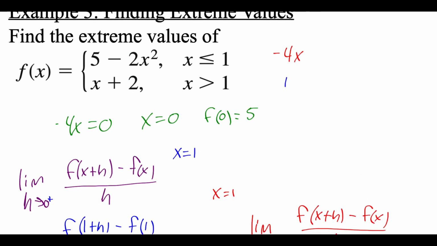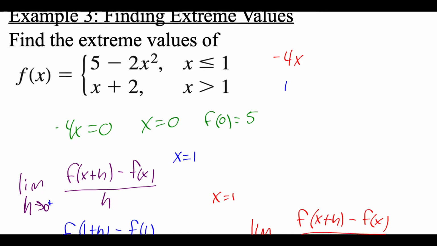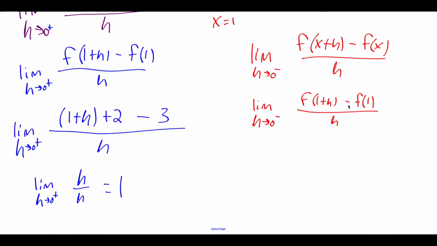Now, since we're approaching 1 from the left-hand side, we're going to have to use this top piece of our function, this 5 minus 2x squared, and we're going to be filling in the 1 plus h and also just filling in the 1. So then this is going to say the limit as h approaches 0 from the left-hand side. Now, plugging in the 1 plus h, then we're going to get 5 minus 2 times 1 plus h squared minus, now if I just plug in the 1, we're going to end up getting 3, and this is all going to be over h.